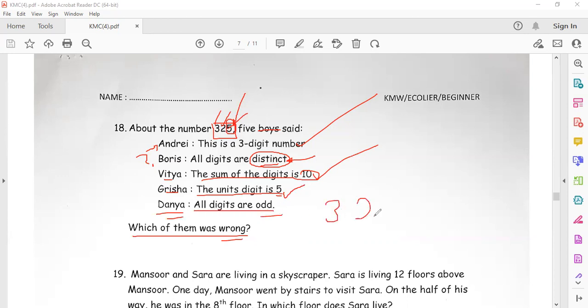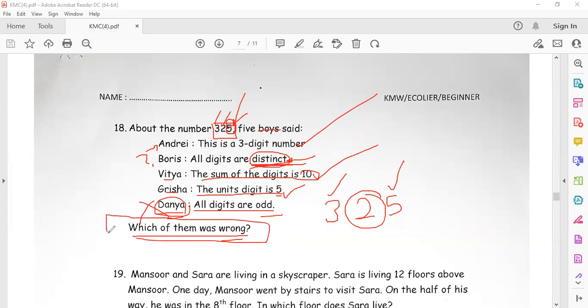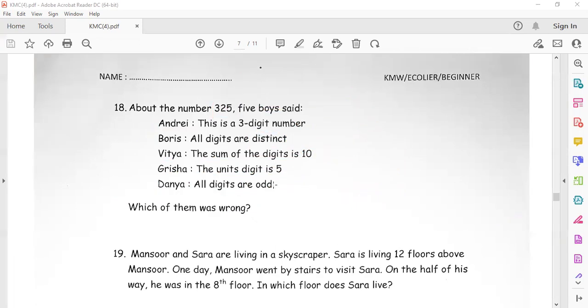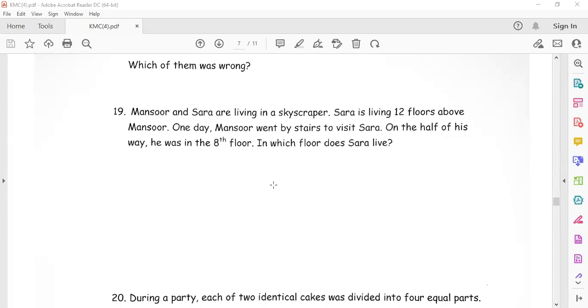Now, Danya said all digits are odd. So we have 3, we have 2, and we have 5. And of these digits, the odd ones are 3 and 5. 2 is an even number. So obviously here, Danya is wrong. So even if you don't understand this, of course, this is higher maths, you can easily find out who was wrong by just knowing what odd and even numbers are. Okay? Clear the drawing. Moving on to question number 19.